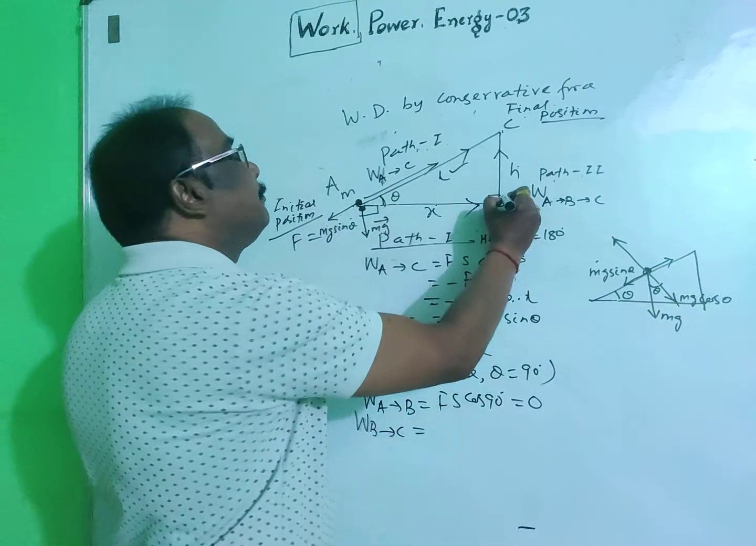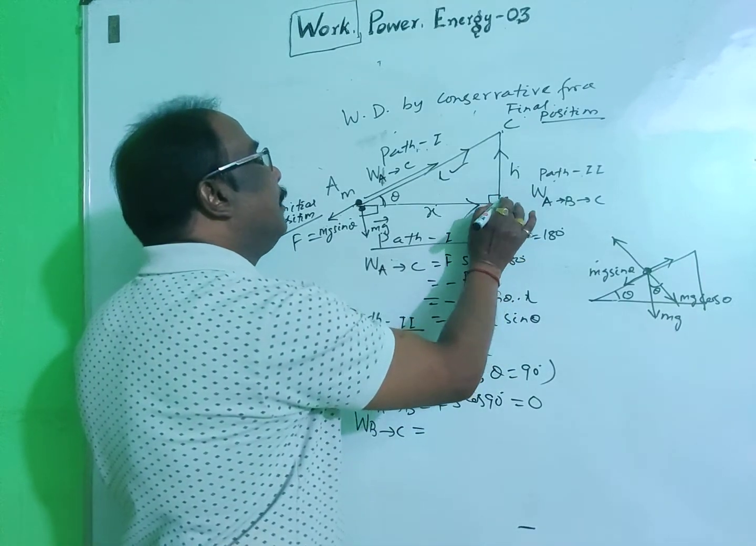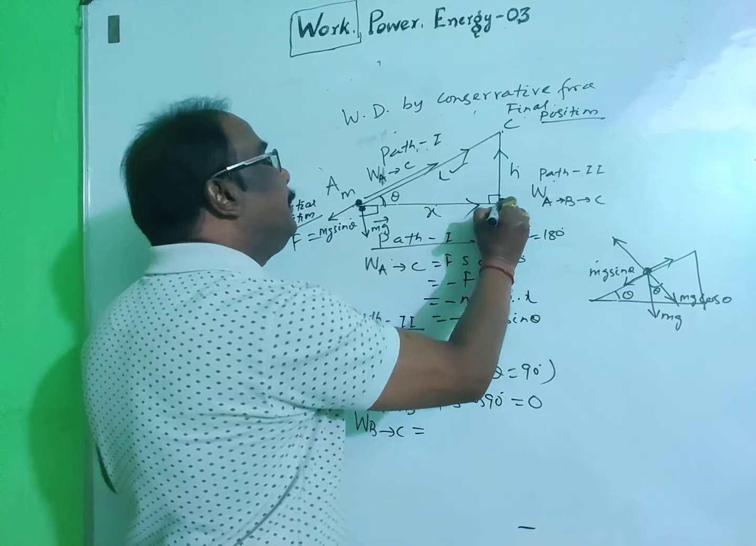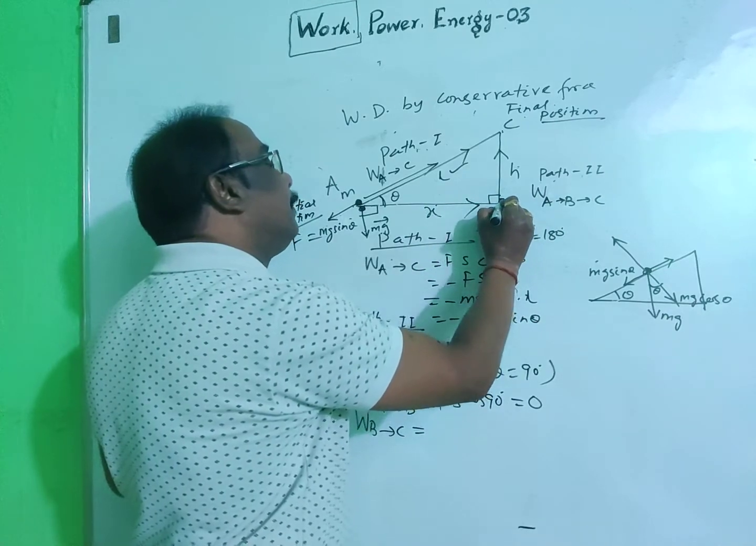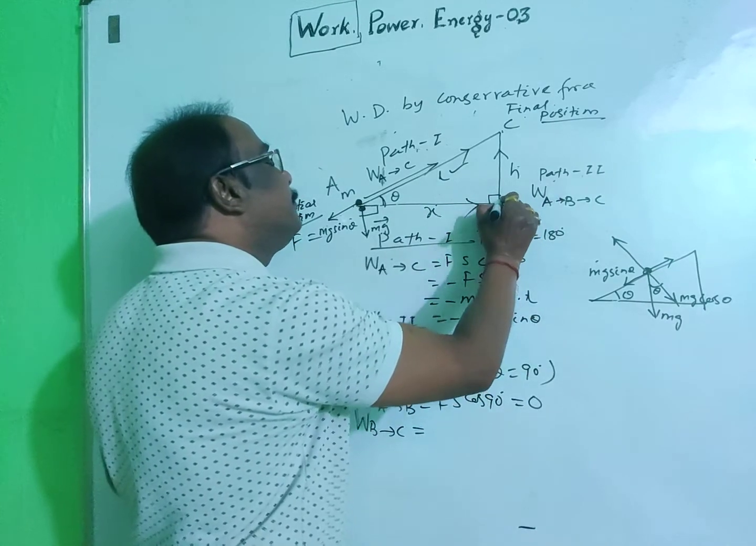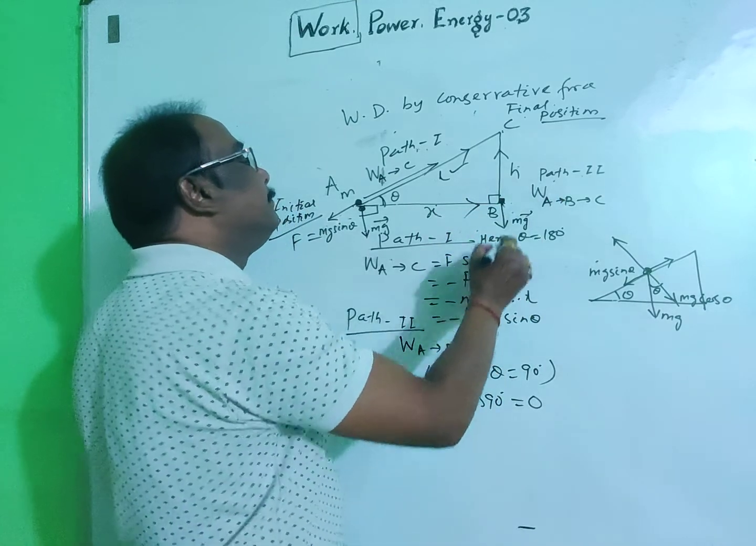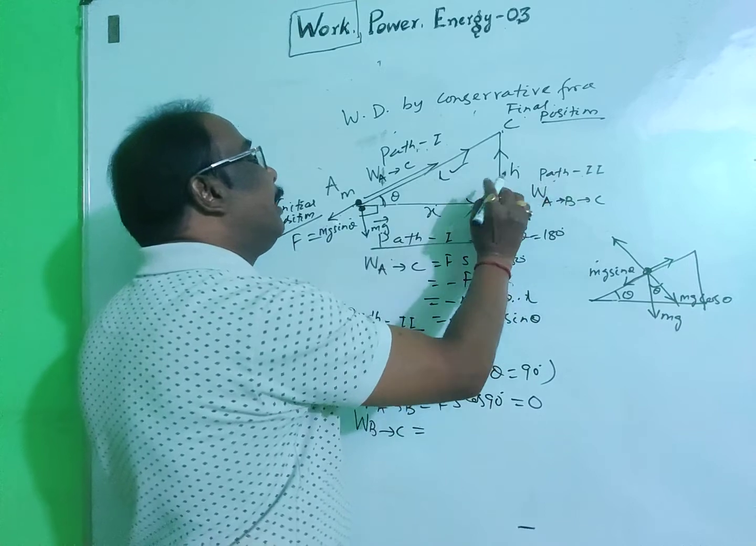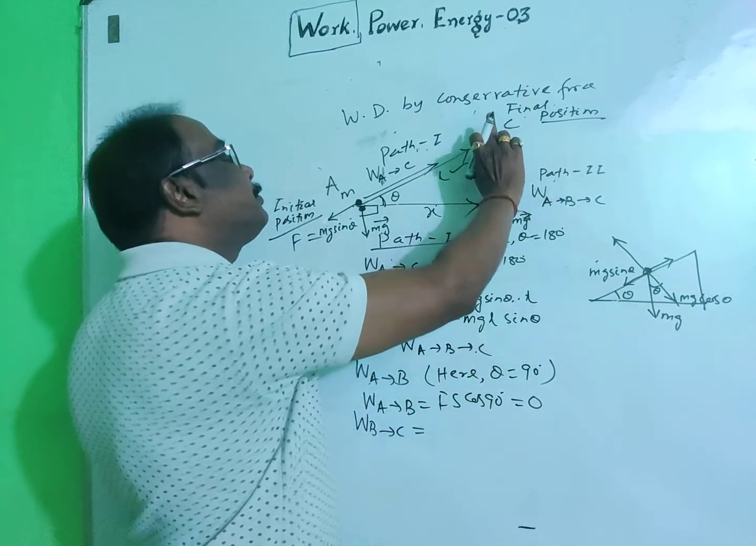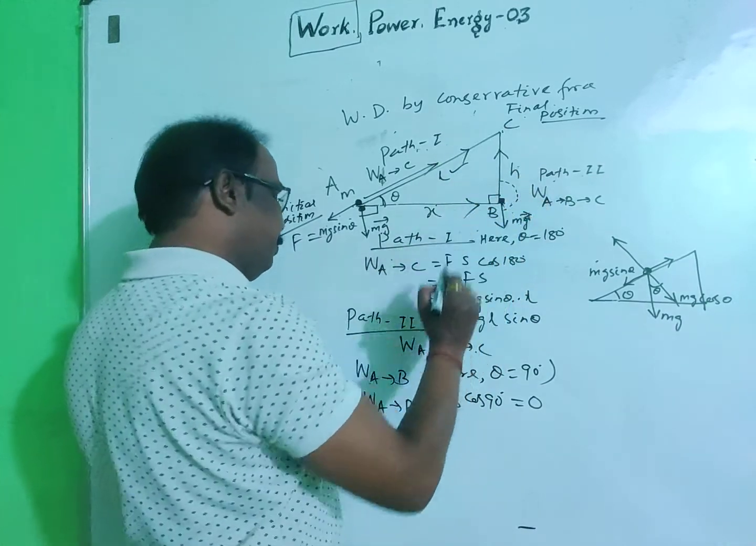Work from B to C. Now let's place the particle at position B. Then the gravitational force, or force due to gravity, acts in a vertically downward direction, mg, and the displacement is in the upward direction. So the angle between them is 180 degrees.